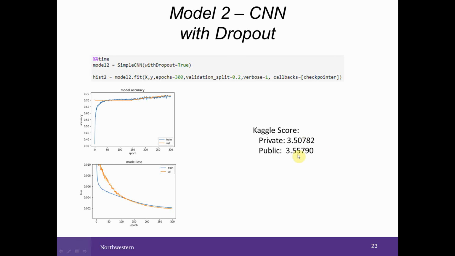I got 3.5. Remember, I was getting like 3.2, 3.1 for the last one without the dropouts. So dropout's supposed to help with overfitting, but it didn't seem to improve my scores here. So in the future, I just said no more dropout for the models that I'm going to be running.